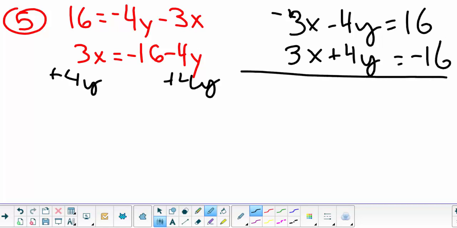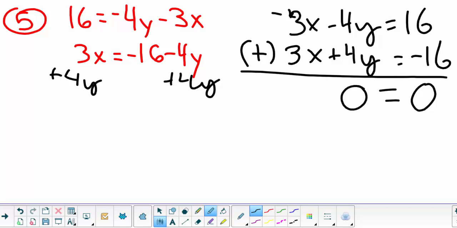Well, with this one, it looks like if we add them up, the x's will cancel out. So that's what we're going to do. -3x plus that 3x is 0. -4y plus 4y is 0. And well, 16 plus -16 is 0.